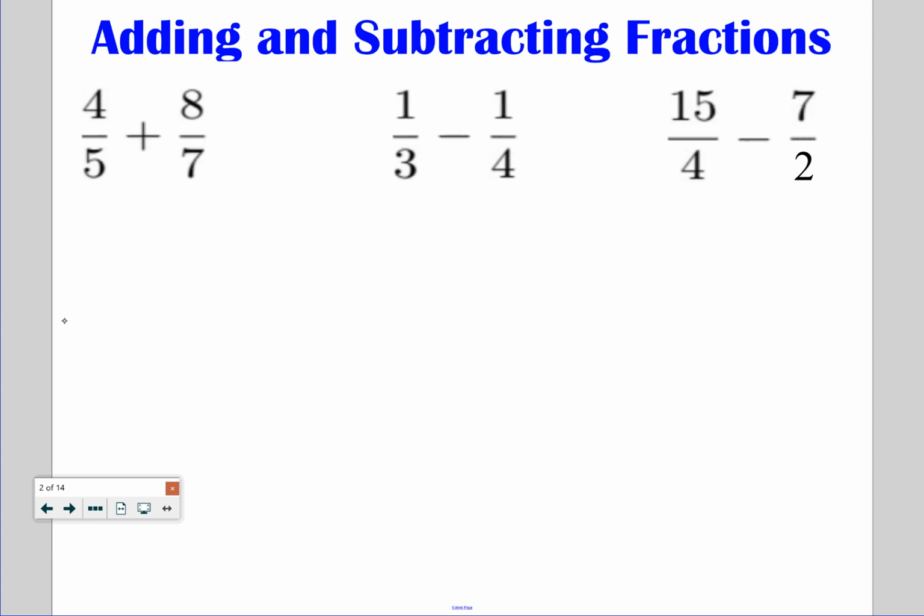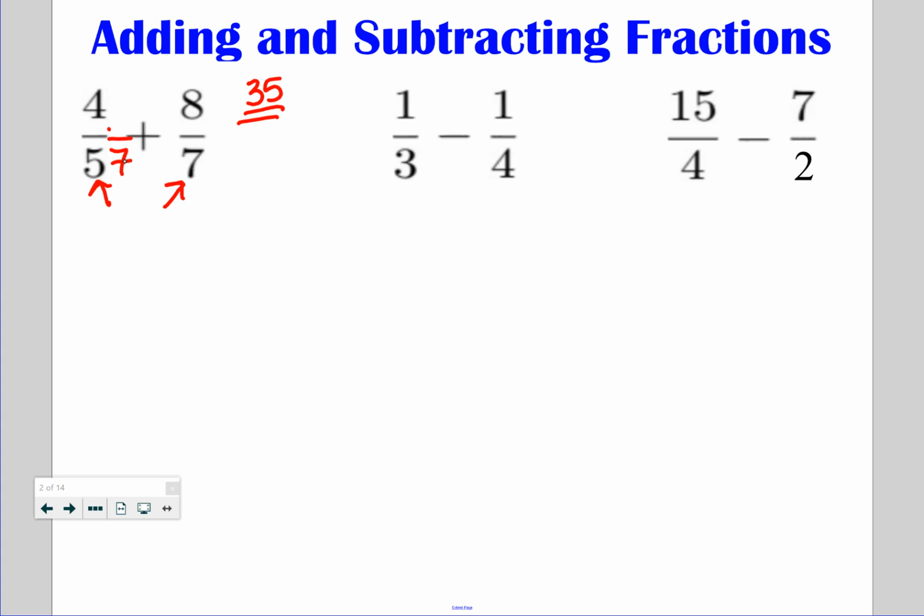I have 4/5 plus 8/7. My denominators are 5 and 7. I want to find the smallest number that 5 and 7 both divide evenly into, and that number is 35. That's going to be my common denominator. In order to turn the 5 and 7 into a 35, we need to multiply by a number that's missing, part of our factor. I need to multiply 5 by 7 to make it a 35.